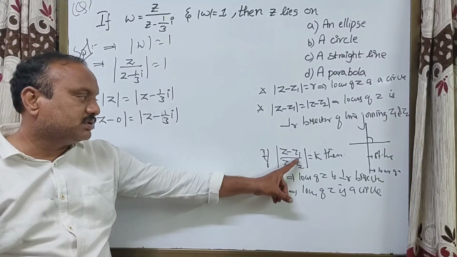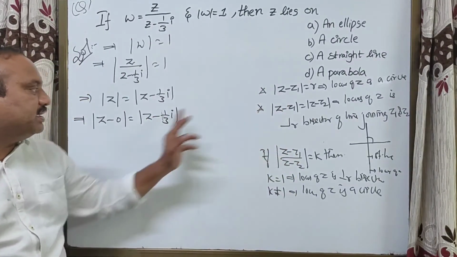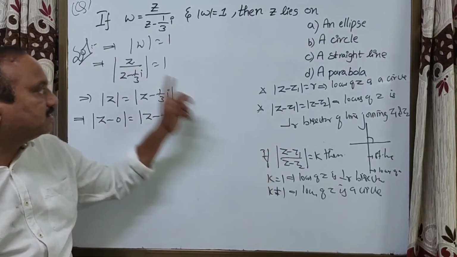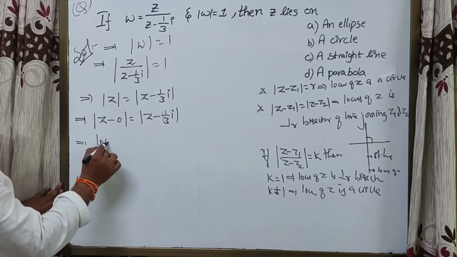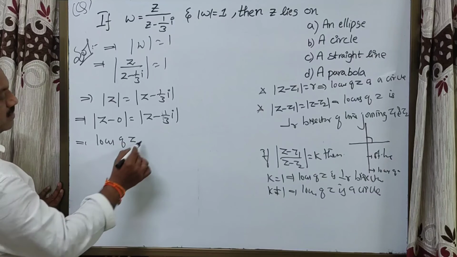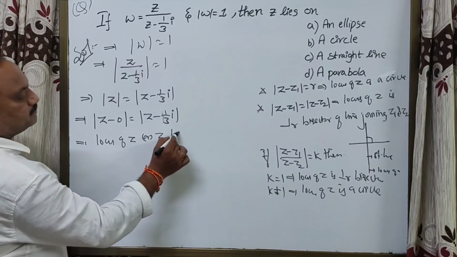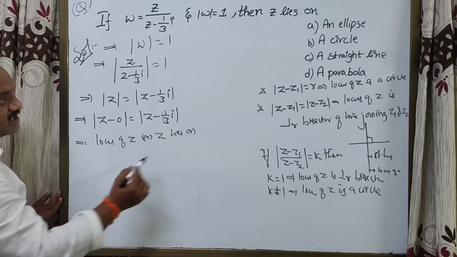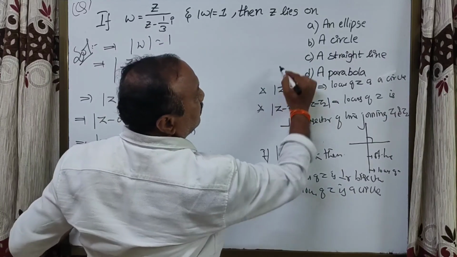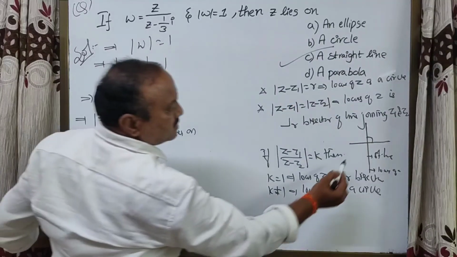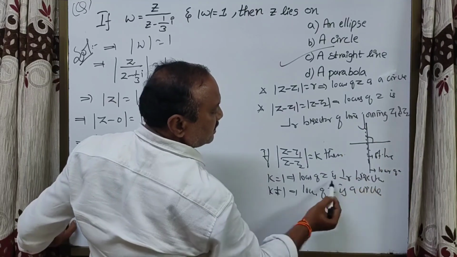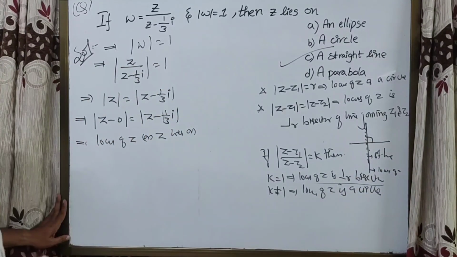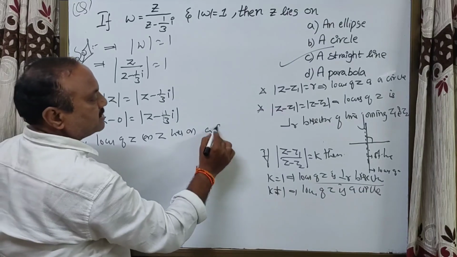So from this point, locus of z, according to the options, z lies on a straight line, which is the perpendicular bisector. z lies on a straight line.